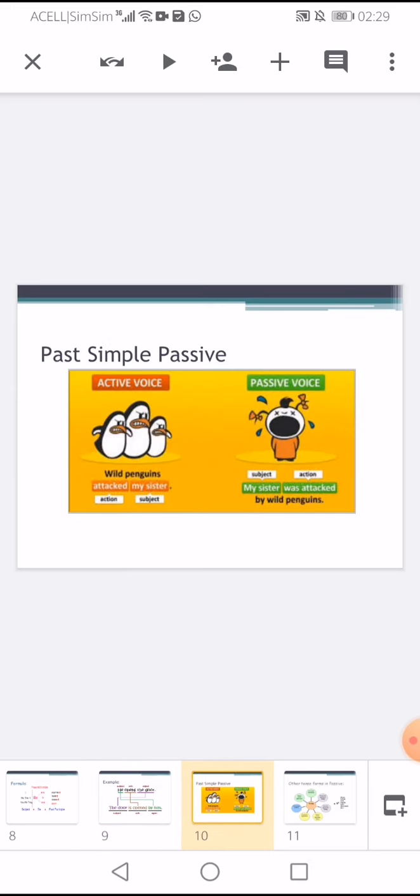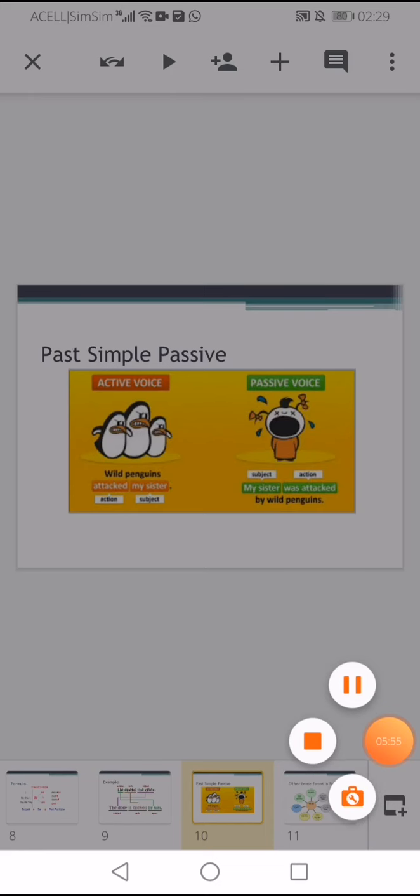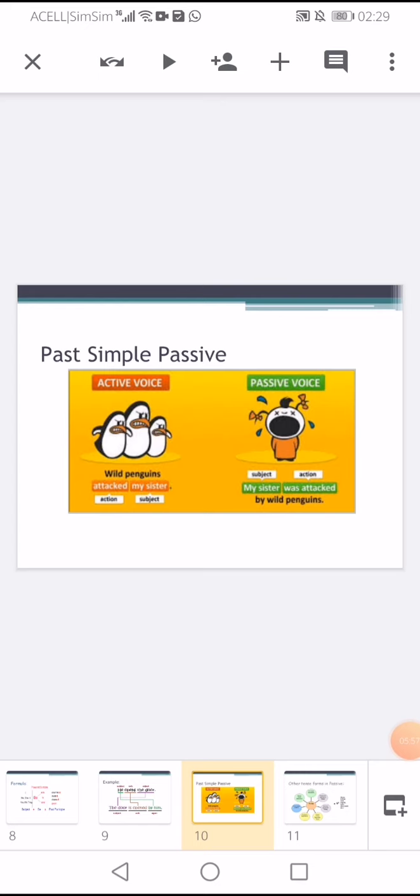And here is another example of past simple passive. The formula of past simple passive is the same as present simple passive, with a difference. To be: was, were plus past participle. For present simple passive, it was am, is, are plus past participle, but for past simple passive, that's was, were plus past participle.